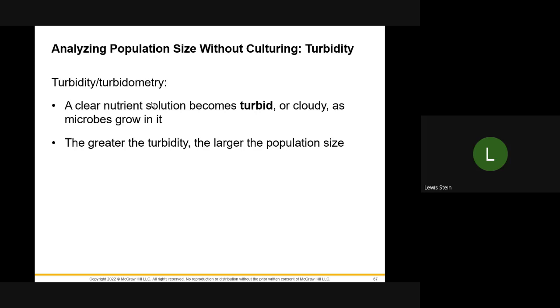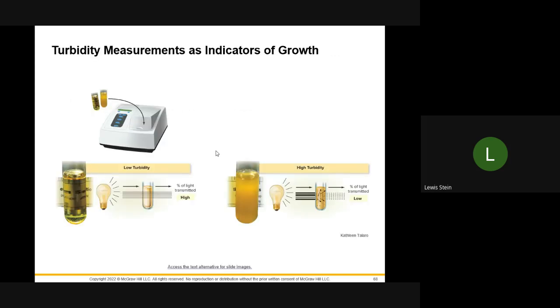On a plate, when you see a little dot, that's a colony, and that means there's approximately 1 million organisms. If you have a tube that's clear and all of a sudden it becomes turbid or cloudy, and we measure it by turbidometry, it has 10 million organisms. The more turbid it is, the cloudier, the murkier, the larger the population. You can determine that by utilizing a spectrometer, which I'm sure they'll show you here.